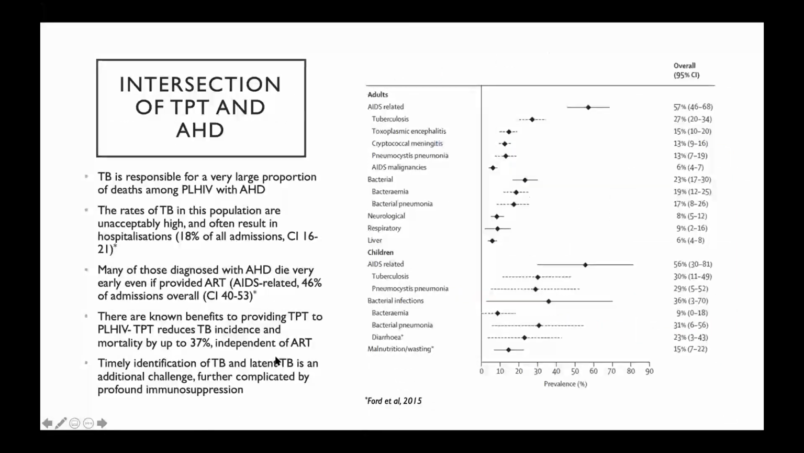So again, looking at the intersection of these two diseases, the intersection of TB preventive therapy and advanced HIV disease. We know that TB is responsible for a very large proportion of deaths. And you can see that it's the second most frequent cause other than overall AIDS-related mortality. It's the leading cause in both adults and children. And again, I just want to reiterate that we do know that TPT can profoundly affect survival in people living with HIV.